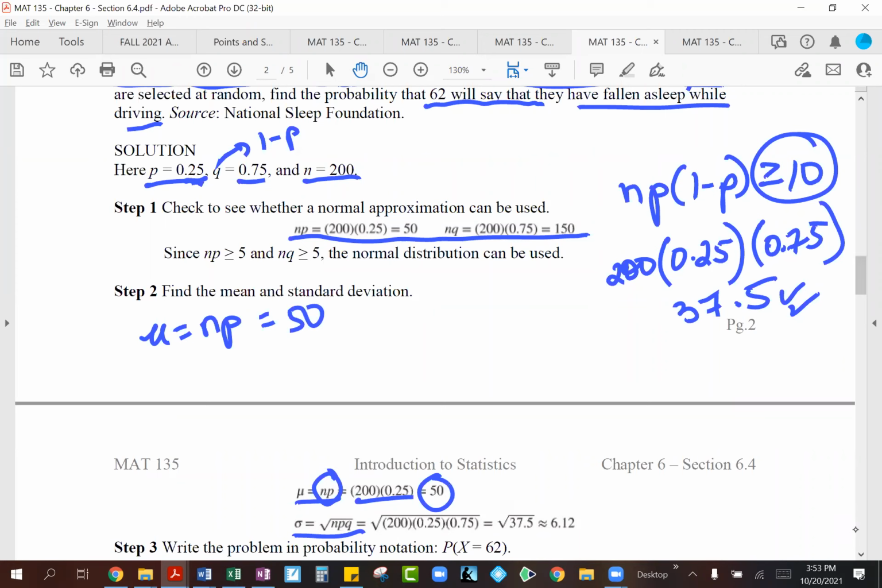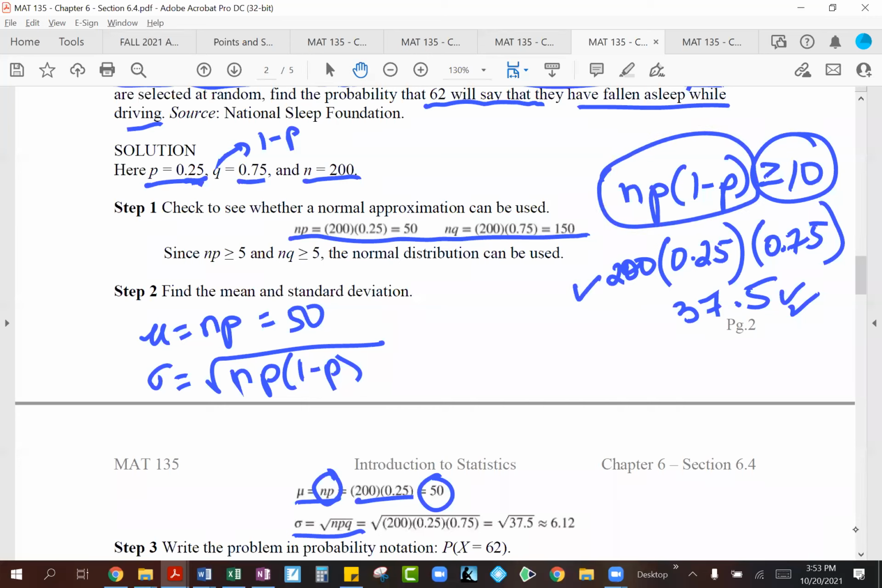Then your standard deviation is the square root of n times p times 1 minus p. And you've actually already done this calculation with the checking process, because we already multiplied n times p times 1 minus p, and that came out to be 37.5. So all you're really doing for the standard deviation is taking the square root of that number. When you do that, you should get the same answer that you see over here, approximately 6.12.